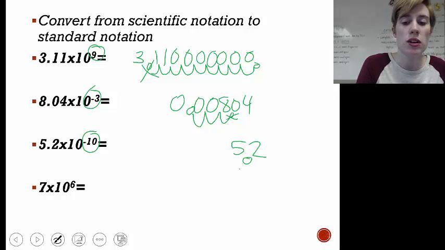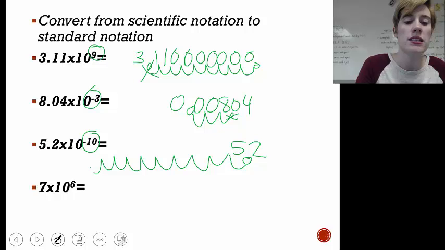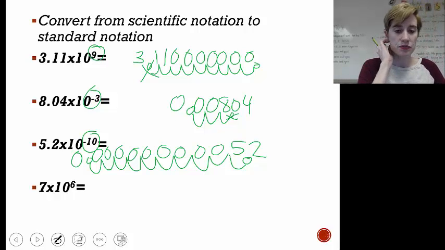Here's our current decimal. We're going to move it 10 times. So 1, 2, 3, 4, 5, 6, 7, 8, 9, 10. That's our decimal. We put a 0 in front, and then all the rest of these should be zeros. That's a total of 9 zeros.